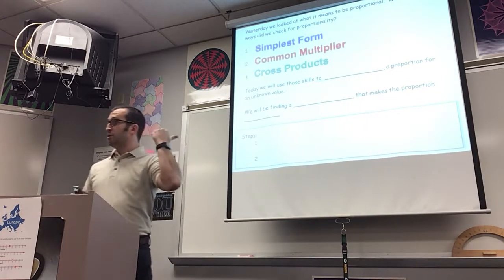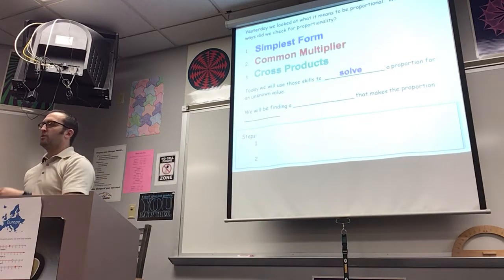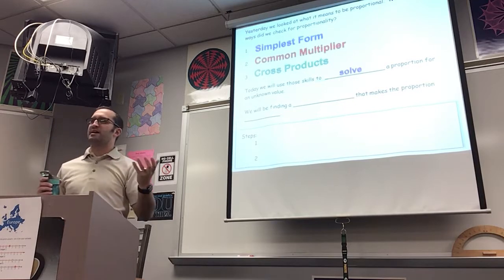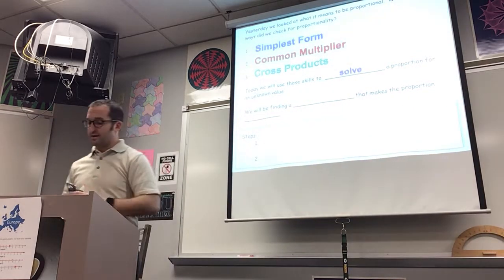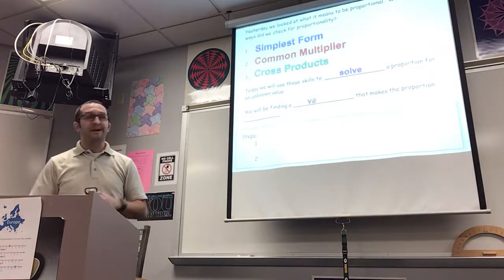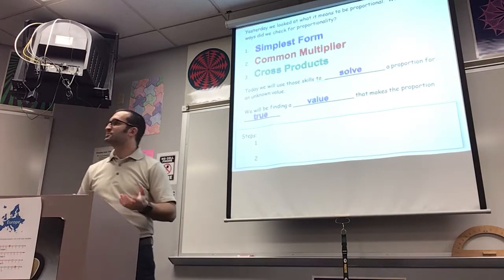So today we're going to use those 3 skills to solve a proportion for an unknown value. What's an unknown value? How do we typically write an unknown value? Letters. We use variables, right? So we're going to be solving for variables. So what we're going to do is find a value that makes the proportion true. That's what we're going to look for.